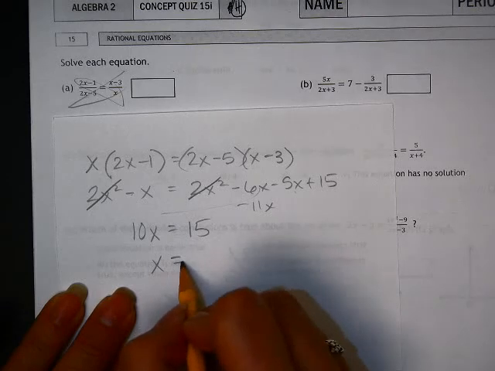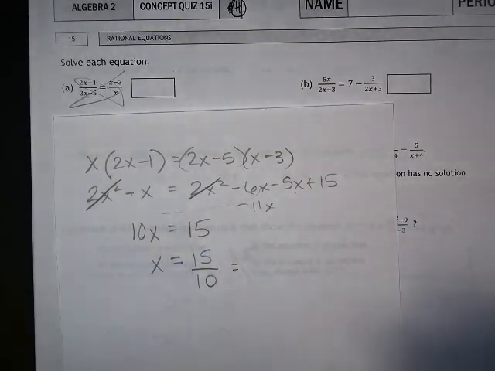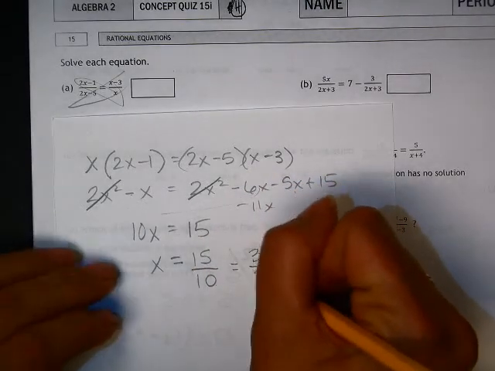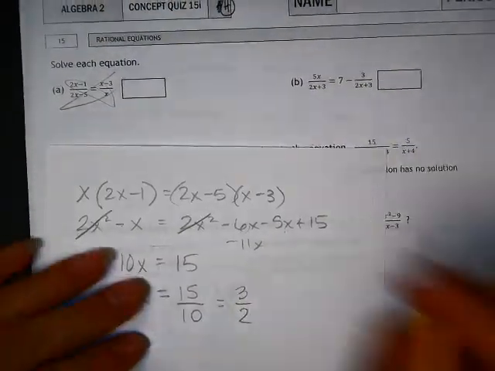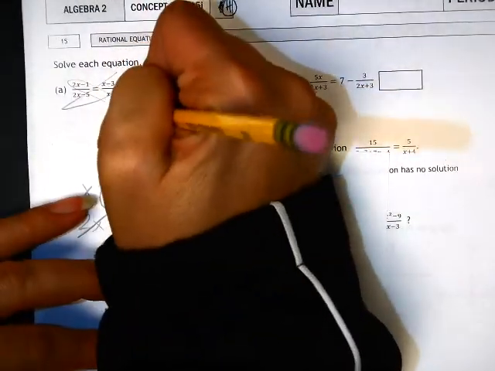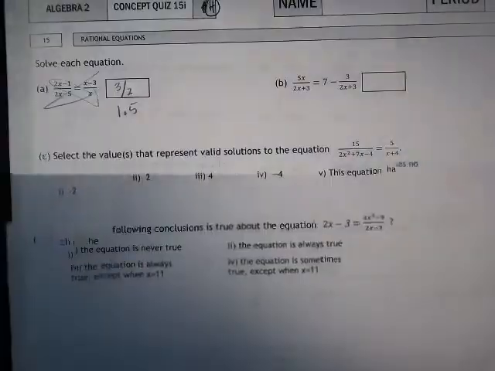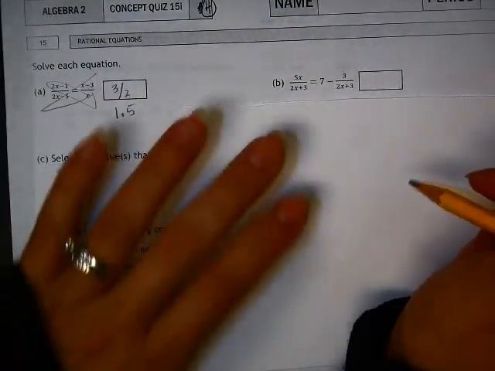So x is equal to 15 tenths, which when I reduce that by 5 and 5, I get 3 over 2. And I just needed it to not be 5/2. So 3 over 2 is dandy. Or 1.5.